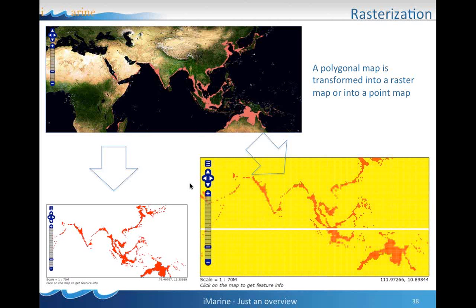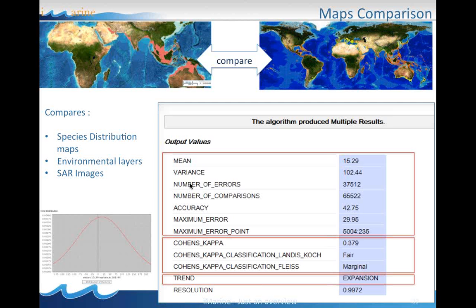So if you have a polygonal map reproducing the species' possible presence in the ocean, our methods can transform this polygonal map into a point map, so basically rasterizing the map. On top of this, we have built several other facilities. One, for example, is able to perform map comparison.